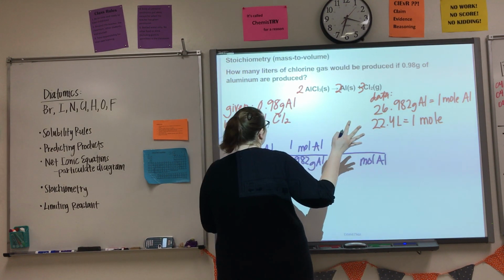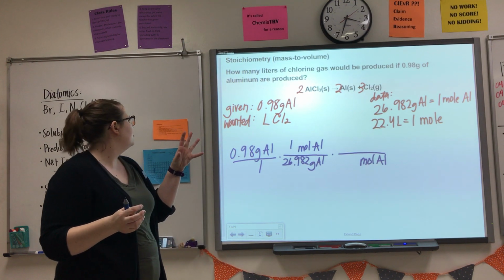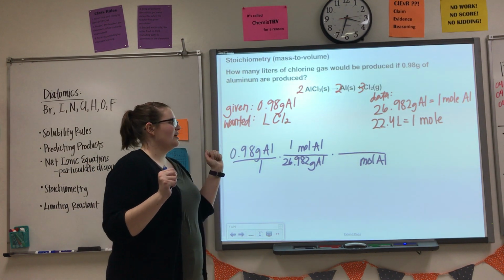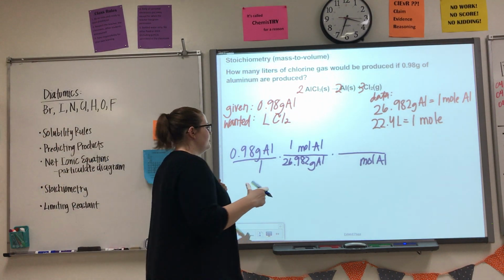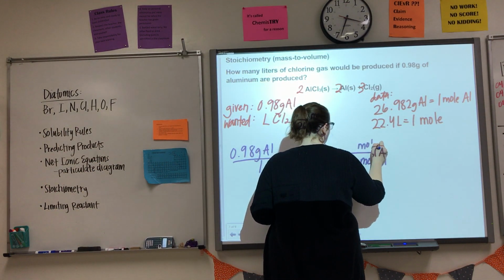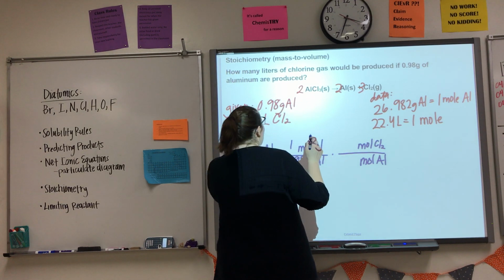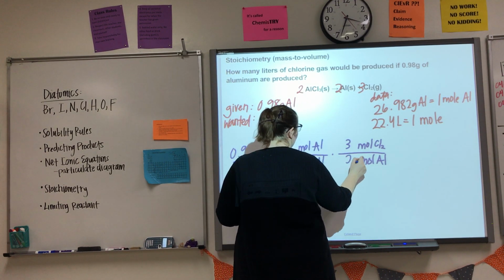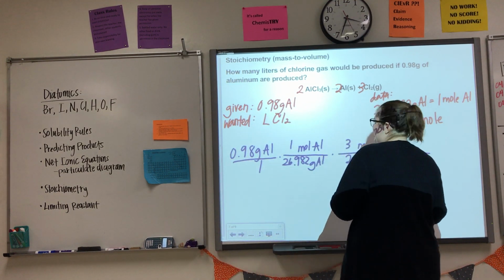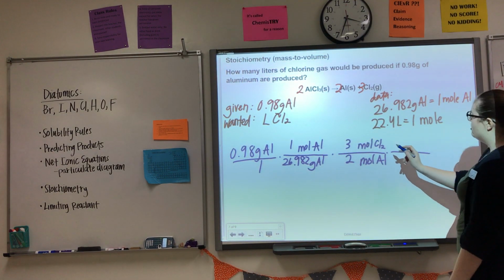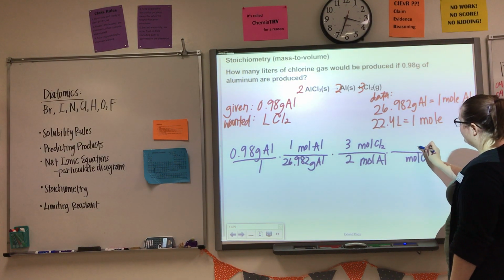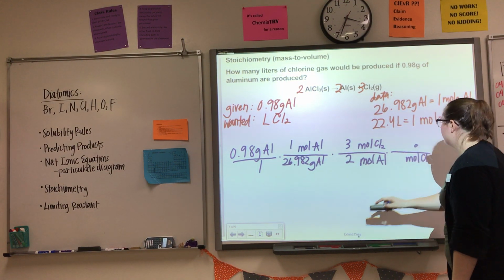All right, I have moles of one thing. I want liters of something else. Sorry, if I said grams earlier, I want liters of something else. So I'm going to do my mole to mole ratio. So for every 3 moles of chlorine, I need 2 moles of aluminum. Last step. I have moles of chlorine now on bottom, and I'm going to get, not grams, but liters of chlorine.